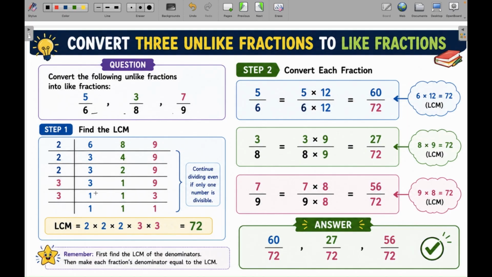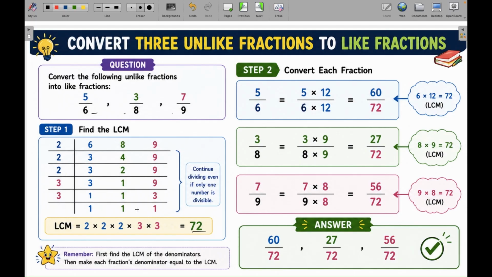So 3 1s are 3, and 1 is not divisible, so we write 1, and 3 3s are 9. Right, so basically we are dividing at each step. Now we still have 3, which is divisible by 3 because we have not yet reached 1. So 3 1s are 3, 1 comes down, 1 comes down, and 3 1s are 3. Right, so the LCM will be 2 times 2 times 2 times 3 times 3, which is 72.